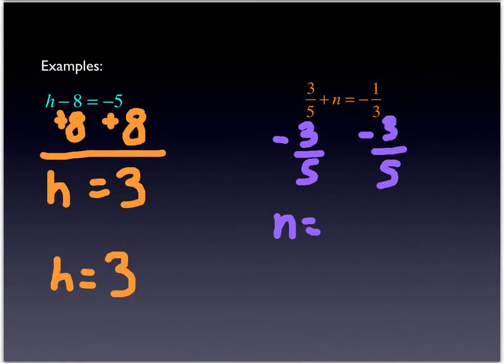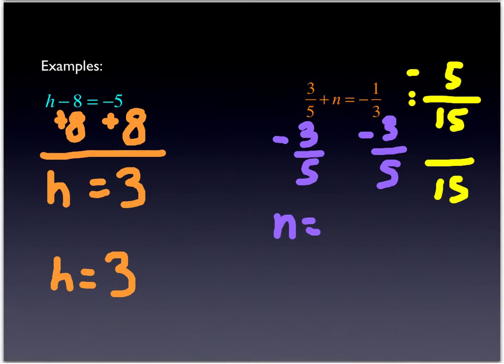Now I'm in a little bit of a conundrum here because I have to get some common denominators on the other side. So with 1/3 and 3/5, I think my common denominator is going to be 15. I'm really just multiplying them together. So I have to multiply this by 5 over 5, so I get negative 5/15. This one I have to multiply by 3 over 3, so I get 9/15.